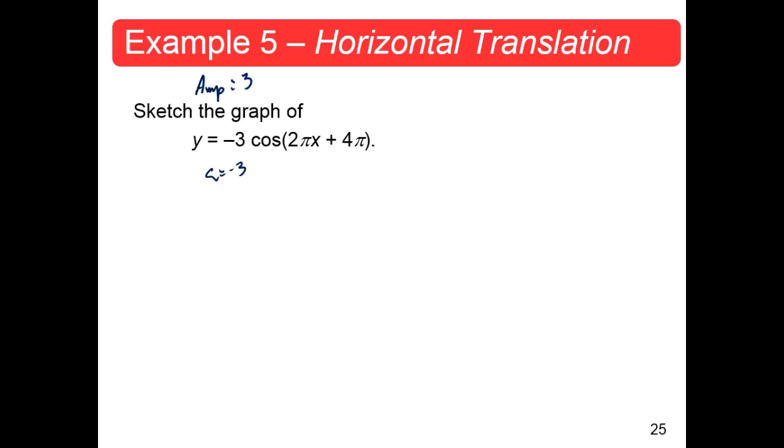Now here's what I like to do. The book doesn't do it this way, but I like to factor out the coefficient of X. So this will be -3 times the cosine of, factor out the 2 pi. And what's left? X plus 2. Isn't it?